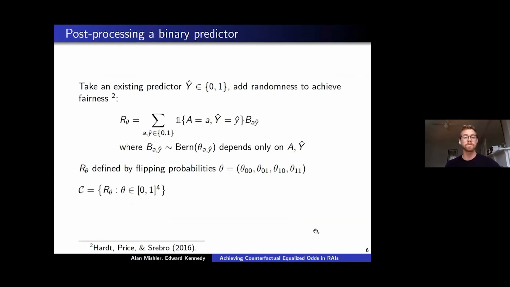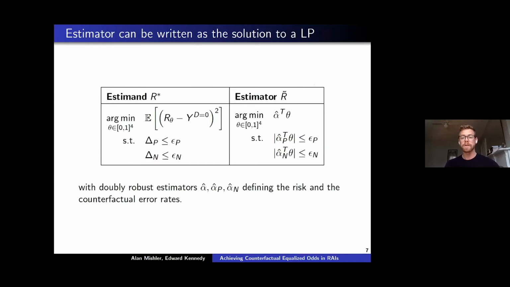So here we consider post-processing a binary predictor. Given some input predictor Y hat, we flip it with some probability theta_{a,y hat}, that's conditional on Y hat and the sensitive feature. This generates this new predictor R theta. And what we want to do now is learn these flipping probabilities in such a way as to minimize loss while satisfying this fairness definition. It turns out that the parameters of our new classifier R tilde can be expressed as the solution to a linear program, which is efficient and easy to solve.